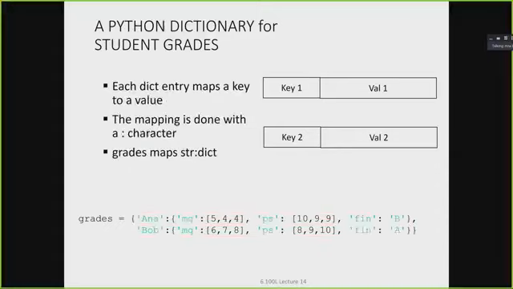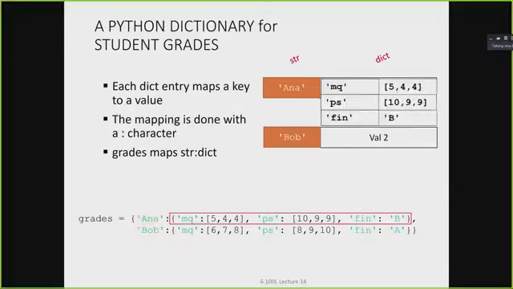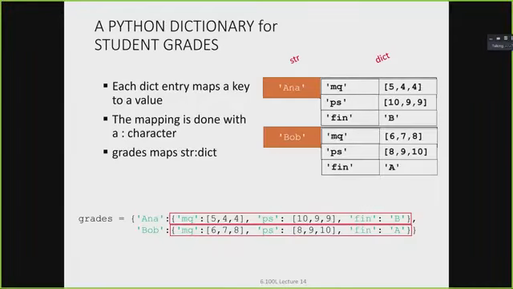So the key Anna is going to be one entry key. Key Bob is the other entry key. And what's the information associated with these keys? Well, with Anna, I've got this dictionary associated with her name. So that's this big thing here. I'll explain it in a bit. And similarly with Bob. Bob has one thing associated with him, and it's another dictionary. Okay. So I'm mapping strings to dictionaries here. And that's fine because values in a dictionary can be other dictionaries.